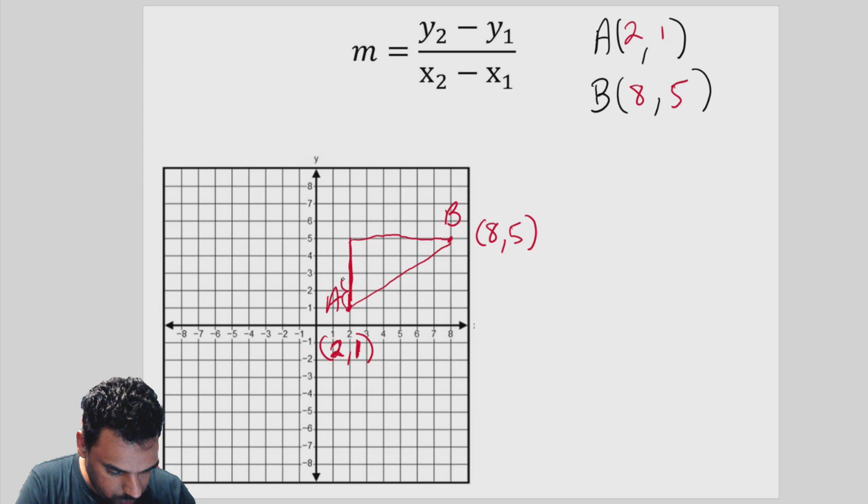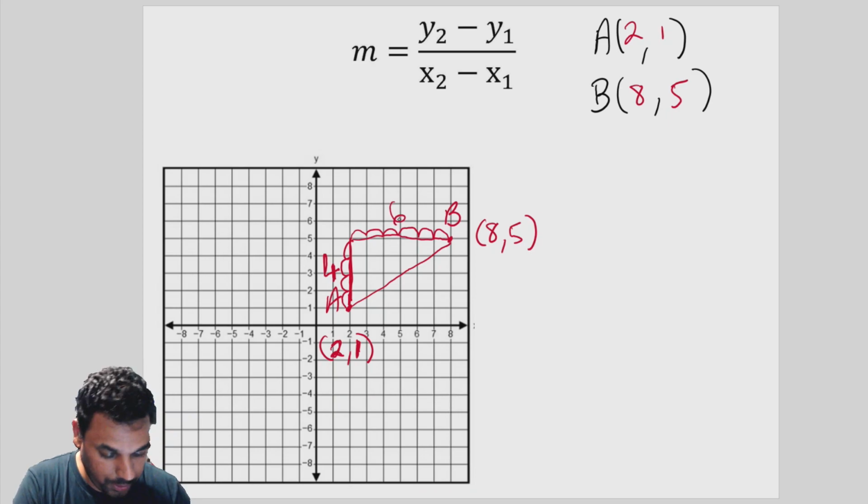So this is 1, 2, 3, 4, and you're going up, so it's a positive 4. And then starting from where you left off, you continue 1, 2, 3, 4, 5, 6. So you go to the right 6 spaces. Going right is going positive, so that's it. And your slope is rise over run.